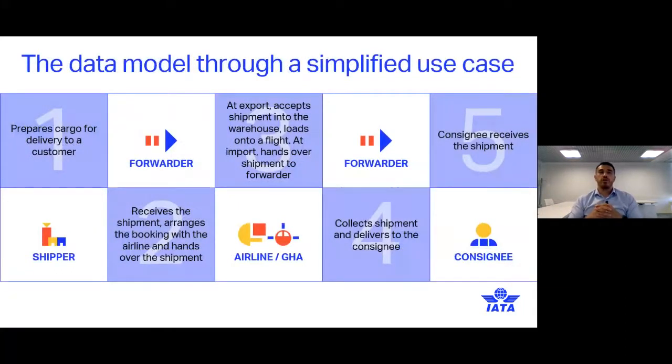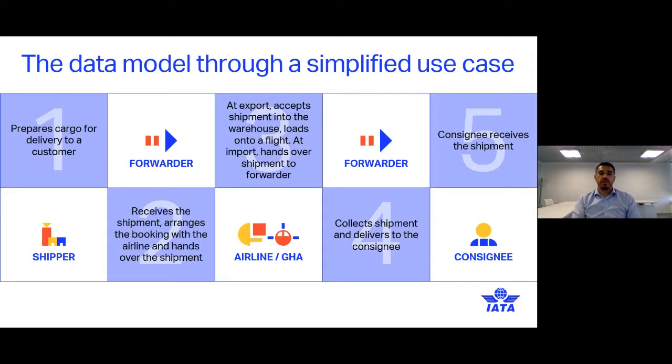Then to go a little bit deeper into the data model, I will try to explain to you how the data model has been thought to be used through a simplified use case. When I say simplified, it means that we can have thousands and thousands of different use cases in the transportation of cargo. What we have imagined here to briefly show you how the data model has been designed and should be used is really a simple use case in five steps. So it covers basically a door-to-door shipment.